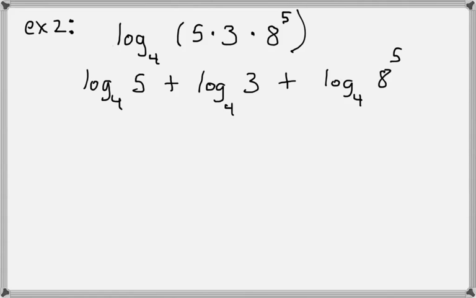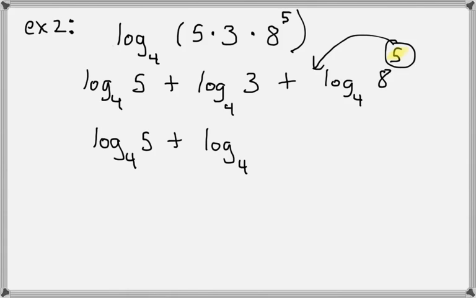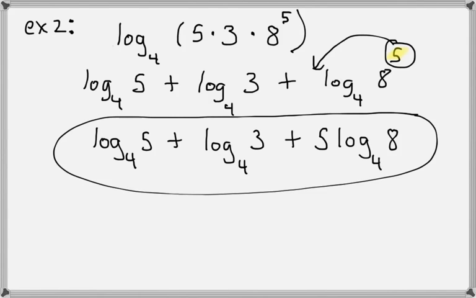So we have expanded that single log into these 3 logs, and what should be standing out to us is that 5 right there. We can use the power property to move him out front. So we still have our log base 4 of 5 plus our log base 4 of 3 plus move that 5 out front, so 5 times the log base 4 of 8. And that would be our final answer. Let's look at a third example.